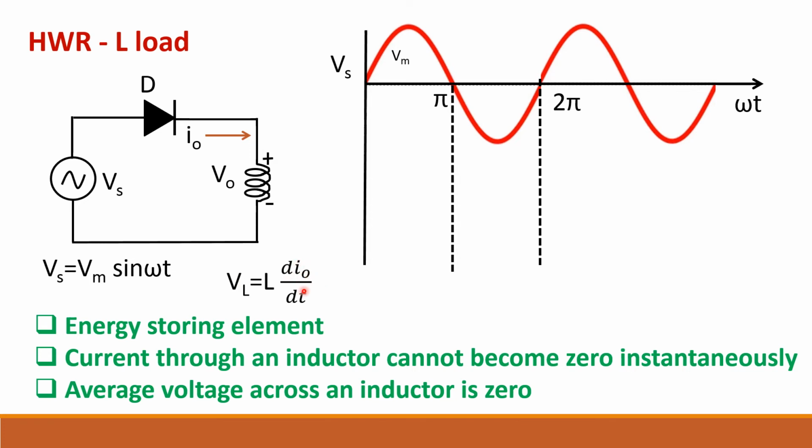If this is negative, voltage will be negative. So when the rate of change of current is positive, that means it is increasing. You take the difference between this instant and the previous instant, it is increasing, so di by dt will be positive. Suppose it is decreasing from this instant to this instant, in that case di by dt will be negative and VL will be negative.